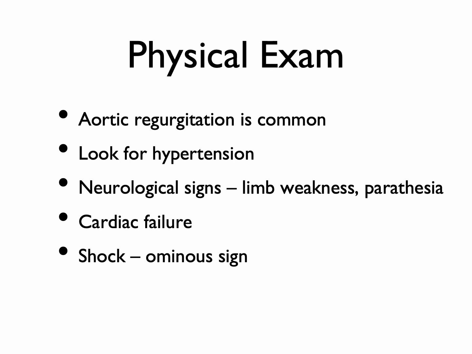So when you're looking at these patients at the end of the bed, we know that aortic regurgitation is common. You also want to look for hypertension. Neurological signs, so things like limb weakness and paresthesia. Signs of cardiac failure that may be occurring, so increasing shortness of breath, peripheral edema, chest pain, those sort of things. If these patients present in shock, that's a very ominous sign, and we need to act rapidly and aggressively, or these patients can result in a catastrophic outcome.